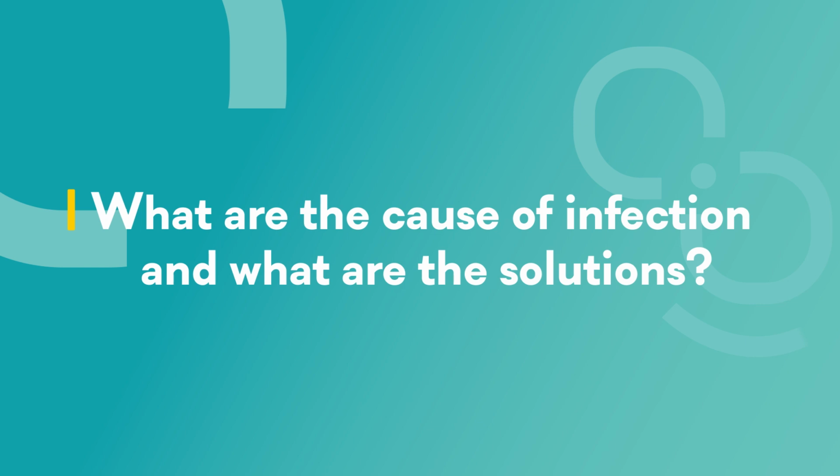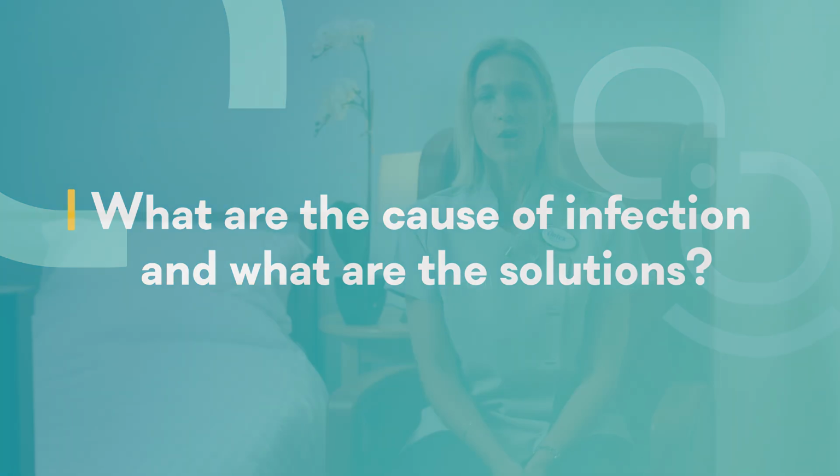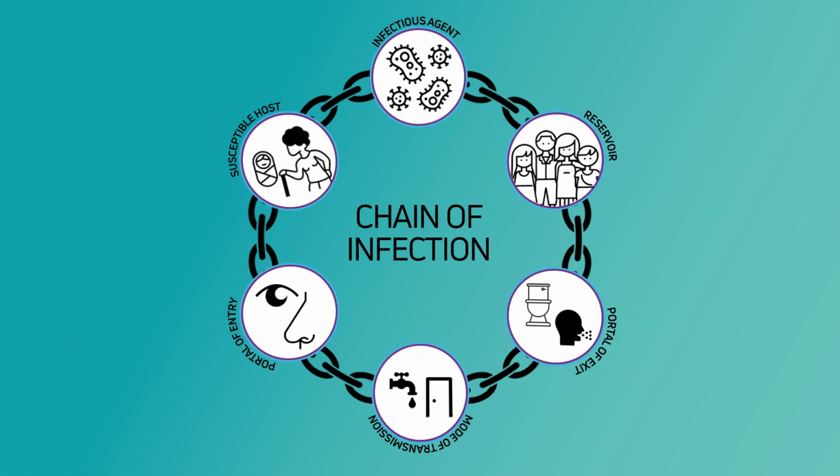So, what are the causes of infection and what are the solutions? For an infection to occur, several things must happen, known as the chain of infection. To illustrate this, here is an example along with how everyday infection control could help break these links to provide protection. 1. You have a resident with C. diff infection in your home. C. diff is the infectious agent.